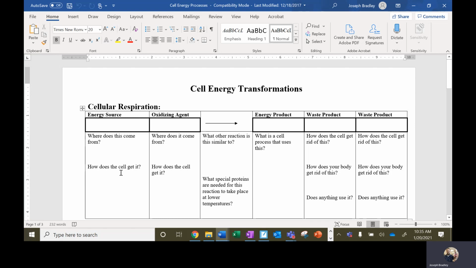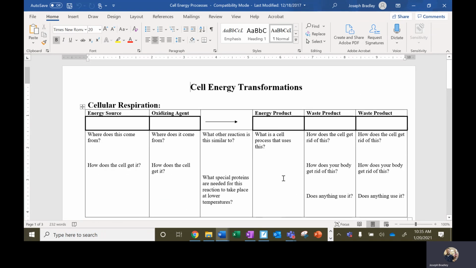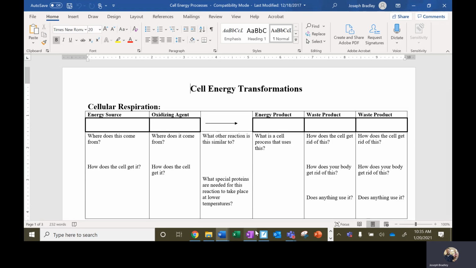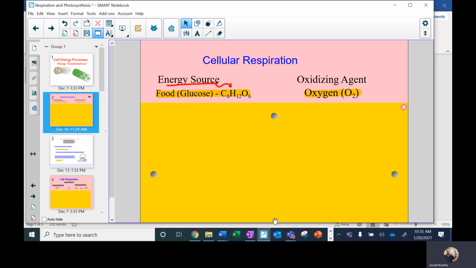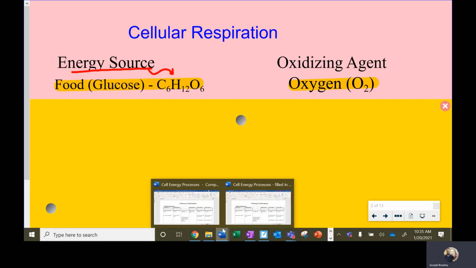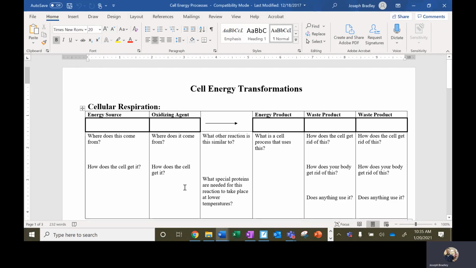Then we're going to be talking about where each of these different things are used, and how or where they come from. And then there'll be some basic questions to fill out. So for example, on this first one, the energy source is food or glucose, and the oxidizing agent is oxygen. Here is where you write that down on our document.